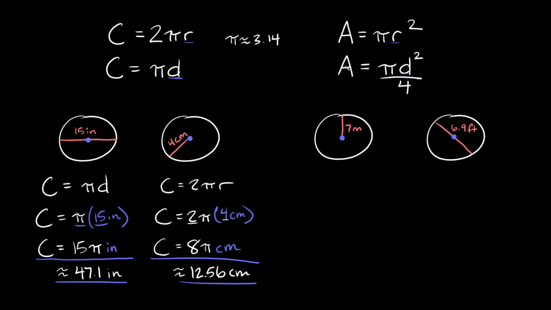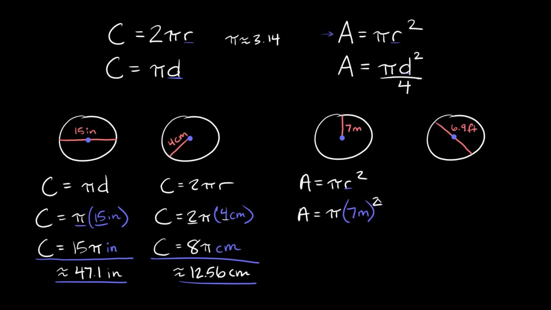All right, so we know it's the radius, so let's use the formula with the radius, which is this first one right here. So the area is equal to pi r squared. So then we know the radius right here is equal to 7 meters. So we'll plug in 7 meters right there. So we get that the area is equal to pi times 7 meters squared.